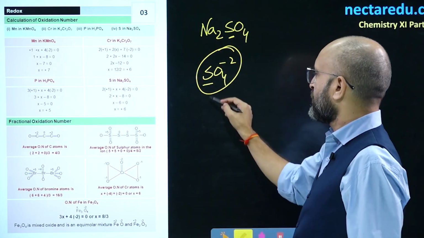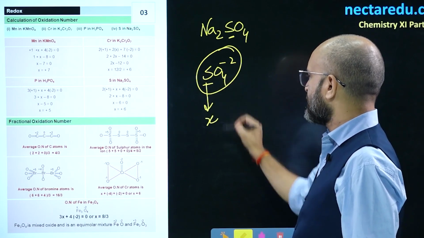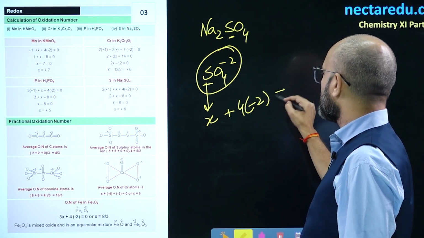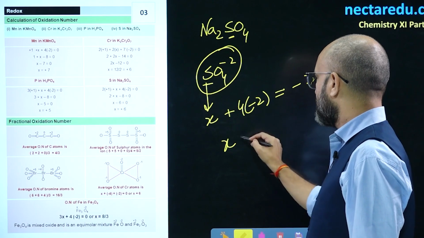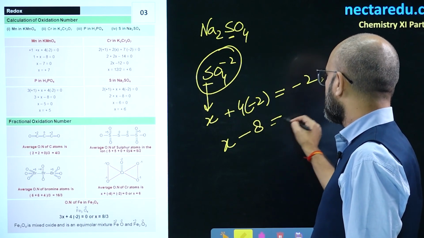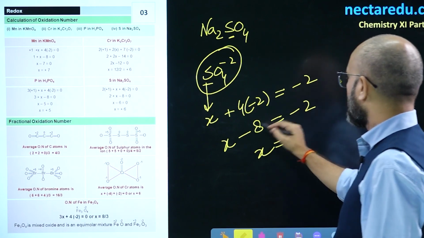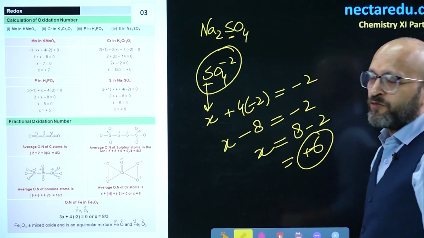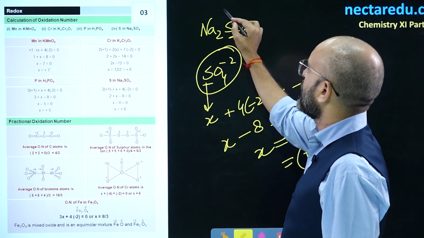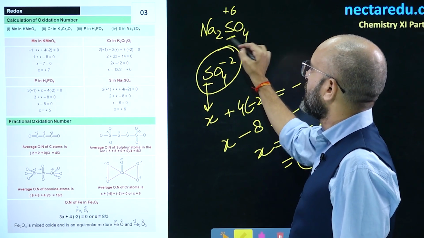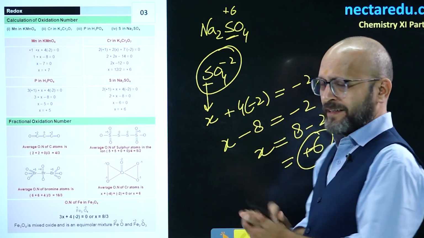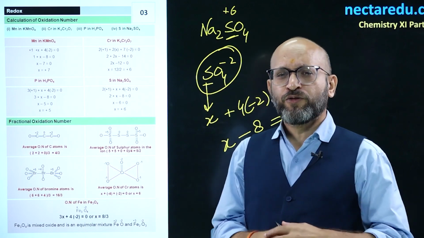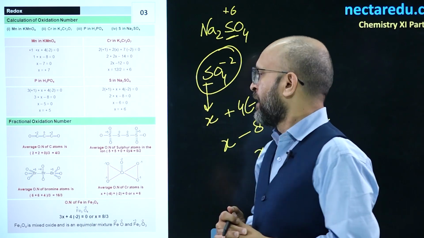So what is the oxidation number? Let's take the oxidation number of sulfur here as X, and oxygen atoms are 4. So 4 into -2, and the total charge on sulfate is -2. 4 into -2 is -8. This is -2, so X comes out to be 8 minus 2, that will be +6. So the oxidation state of sulfur here is +6, and in Na₂SO₄ as well, the oxidation state of sulfur is +6. So this is the method we will use to figure out the oxidation number in a given molecule or ion. I hope you have understood by now.